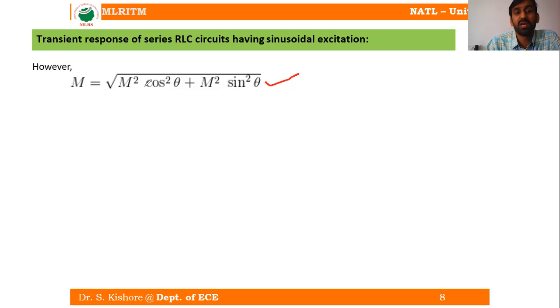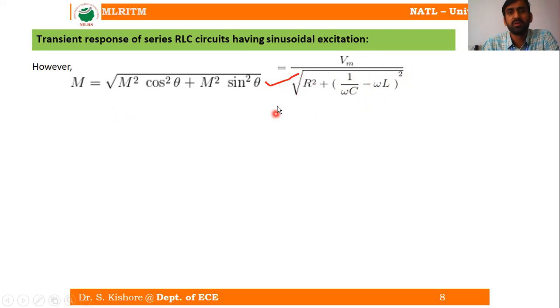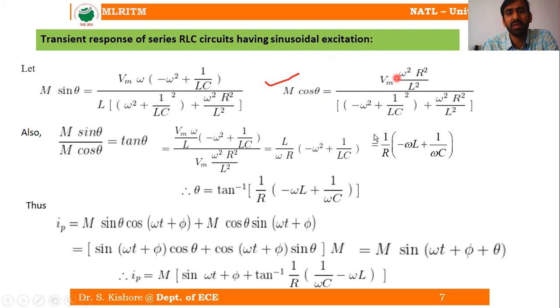We know the m cos theta value, we know the m sin theta value. Simply substituting, we can have the equation. If we solve that equation, we come across the value of m as Vm divided by root over r square plus (1 by omega c minus omega L) whole square. So this is the value of m. Right? Now substituting this value of m in the previous equation. What is this previous equation? That is IP is equal to m into sin(omega t plus phi plus theta).